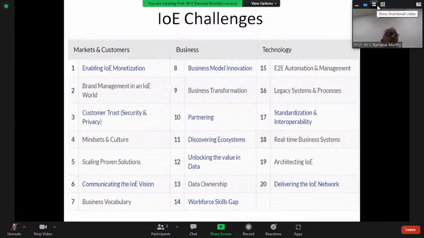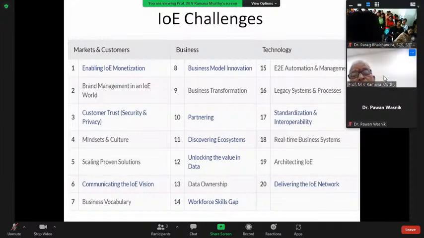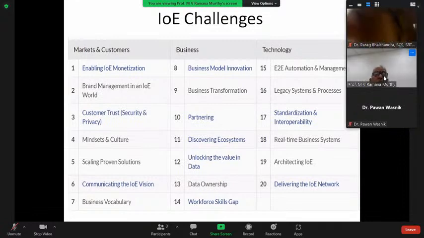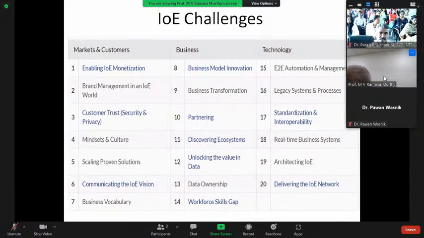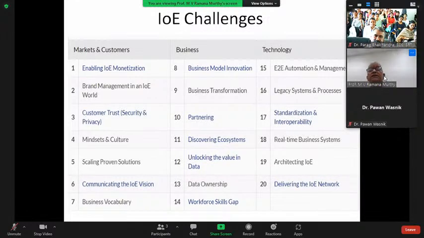So these are the various market and customer requirements. Then for the business requirements, it includes what type of models you are using, what type of business transactions you are performing, how partnering is going to be done, how you are going to discover ecosystems, how to unlock the value in the data, how you give importance to ownership of the data, and how you are going to fill the workforce skill gap. These are related to business issues.